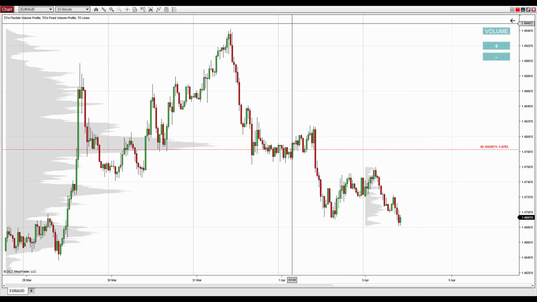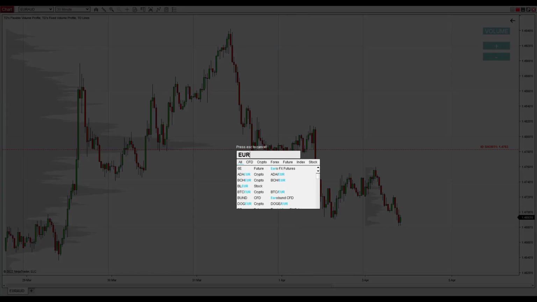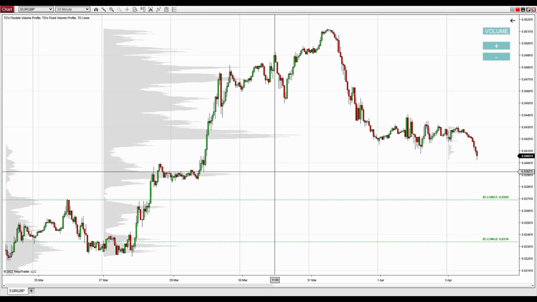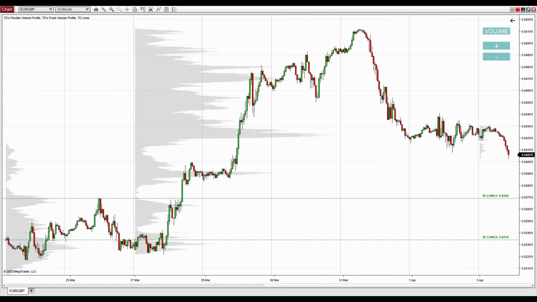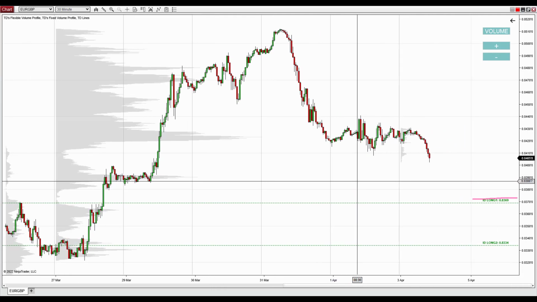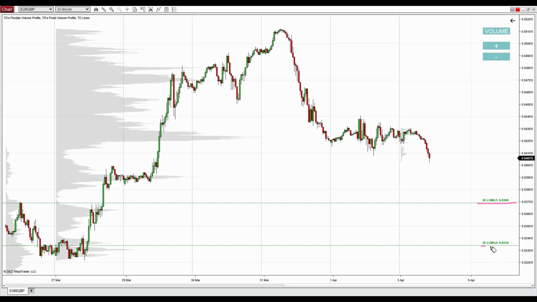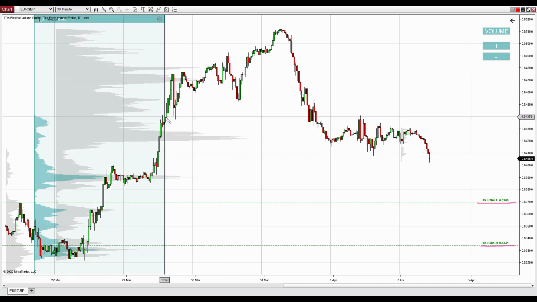The next chart I'd like to talk about is the Euro British Pound. So this is the Euro British Pound, and there are two strong supports that I'd like to talk about. The first support is at 0.8369, and the second one is at 0.8334. Let me use the volume profile over this area to show you the reasons.